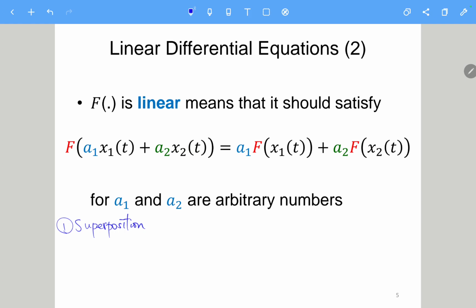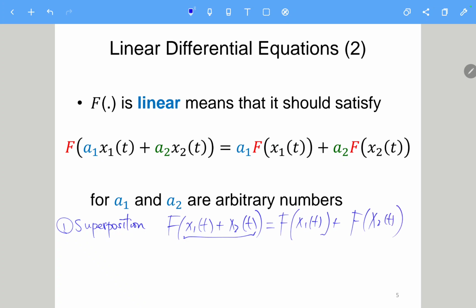Superposition. Maybe in some mathematical class or even physics class, you may have heard about the 叠加原理, superposition. It means that if I add function x1 of t and x2 of t first and then put the sum into this functional, and it is equal to f of x1 of t plus f of x2 of t, then this functional satisfies superposition.